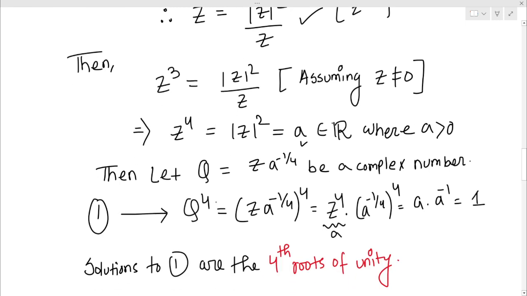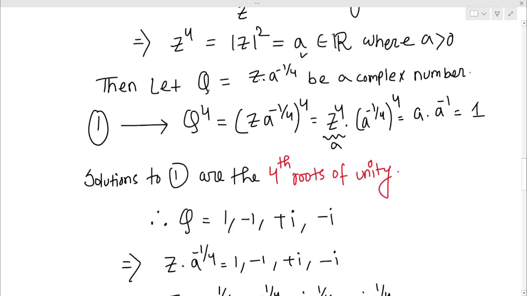Now let us assume a new complex number q, which is defined as z, which is a complex number, multiplied by a to the power minus 1 by 4, where a is the real number that we just defined. Since a is positive, the fourth root of a should also exist, because it's a positive real number, right? So this allows us to conclude, let's call it equation 1 actually, that q to the power 4 is nothing but (z into a to the power minus 1 by 4) whole to the power 4. Now you use the distributive law for exponents: z to the power 4 into (a to the power minus 1 by 4) whole to the power 4.